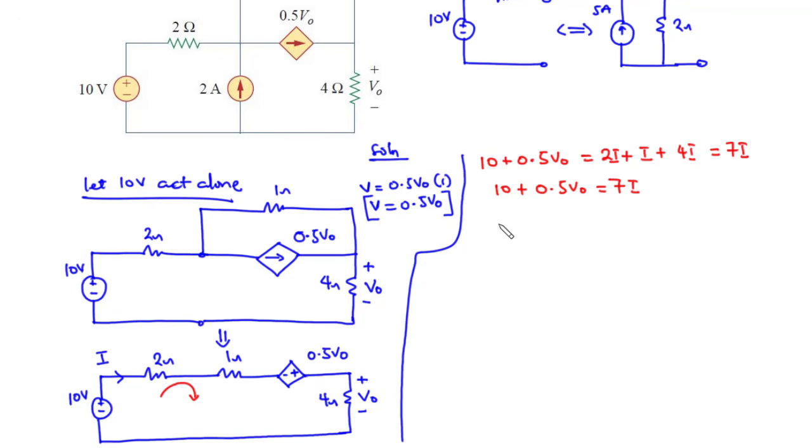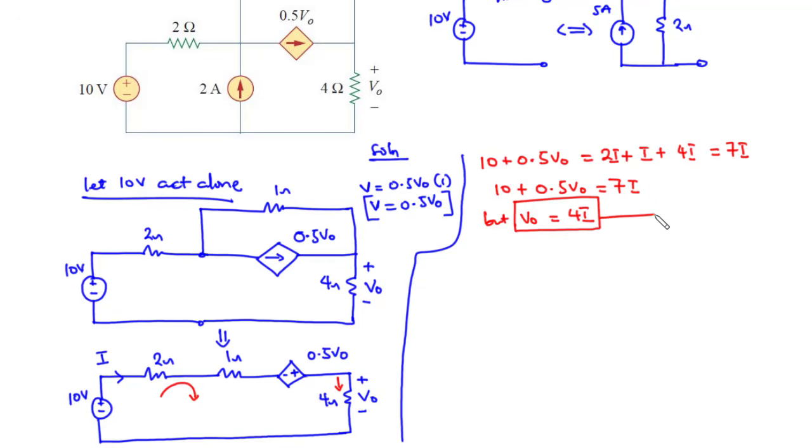Now again, the voltage V naught across the 4 ohms resistor is equal to the value of the current flowing in the branch times the value of the resistor. So we have V naught equal to the current flowing in this branch, which is I, so that is 4 times I. This is the expression for V naught.